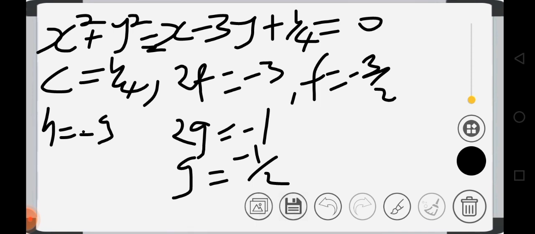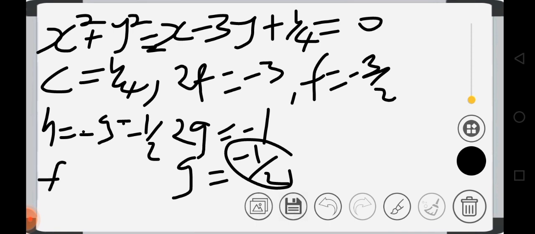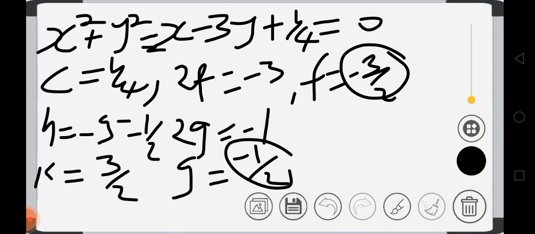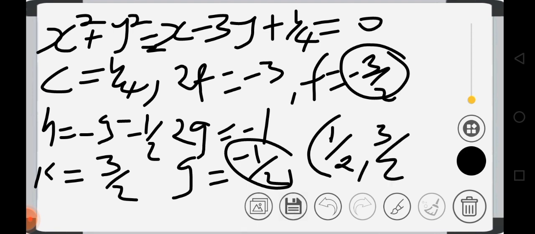You're going to have h to be equal to what? h should be equal to, take minus of this now, we're going to have 1 over 2. By f is equal to minus k. k is equal to minus f. Take negative of that, we're going to have 3 over 2. So the center of the circle is 1 over 2, comma 3 over 2.